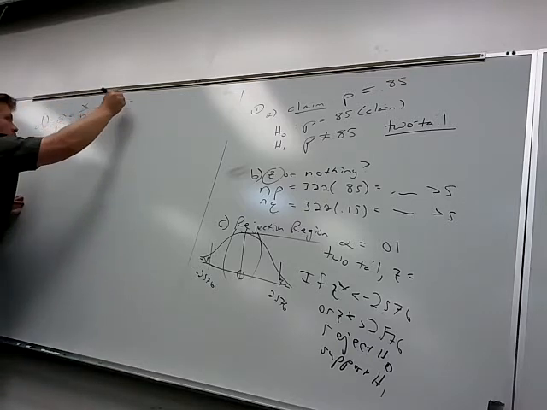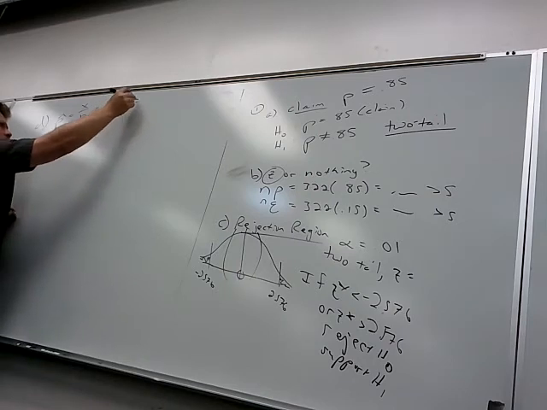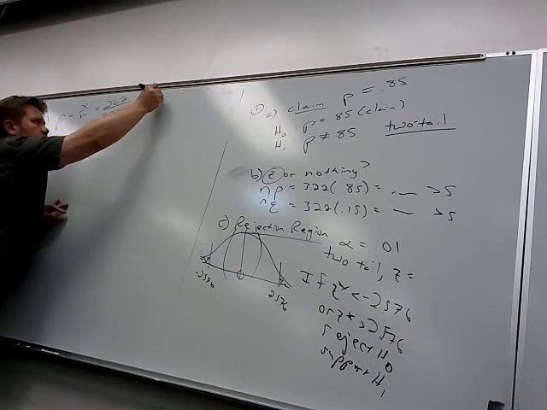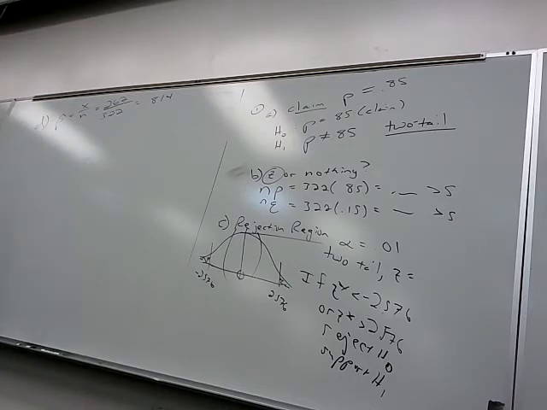So what do we see in our sample? 262 people out of 322, and that was 0.814. Cool. So that's p hat.